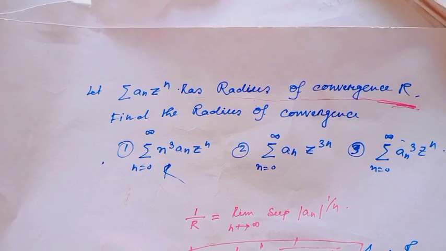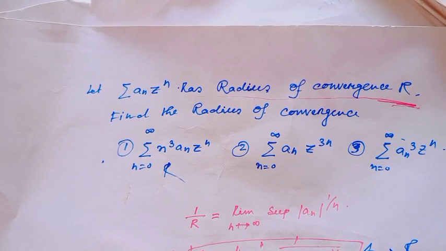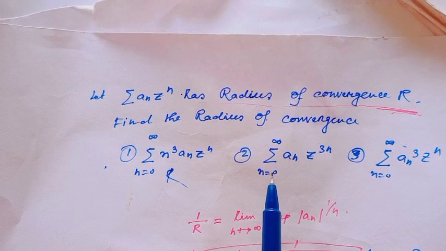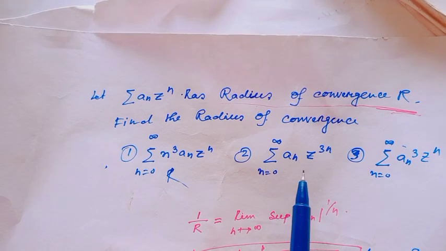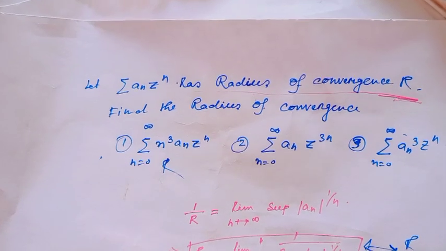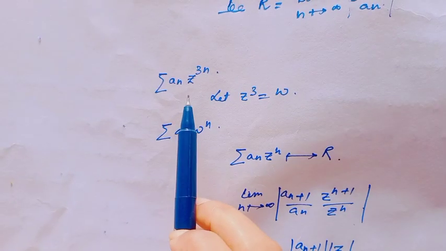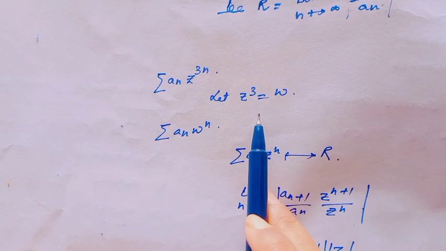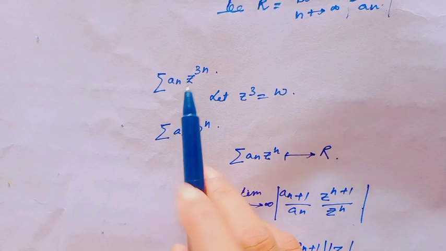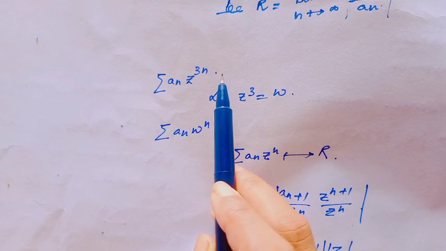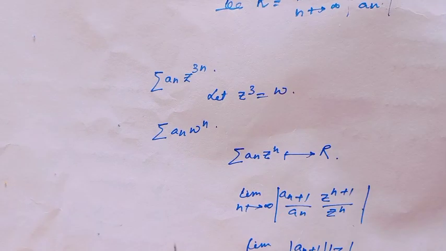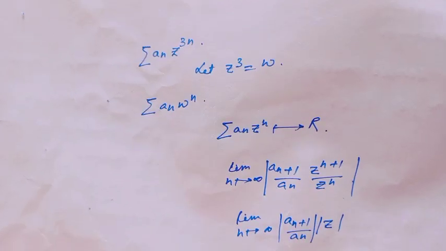Okay. Now I will see the second question. In the second question, given the power series n equal to 0 to infinity a n z to the power 3n. For this power series a n z to the power 3n, for a short trick, since here z to the power 3n, consider z cube equal to w. Then the power series reduces to a n w to the power n.